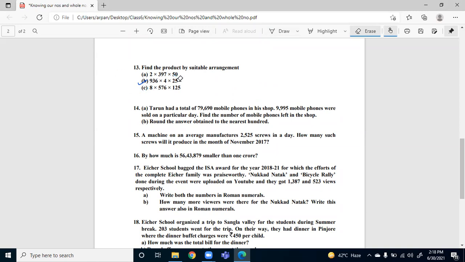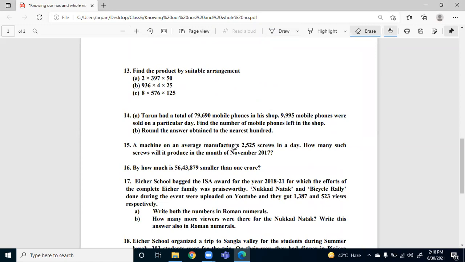So let's move to question number 14. Tarun had a total of 79,690 mobile phones in his shop. 9,995 mobile phones were sold on a particular day. Find the number of mobile phones which are left in the shop. So how to do this question? If any one of you knows the way, just raise your hand. Then I will ask you.